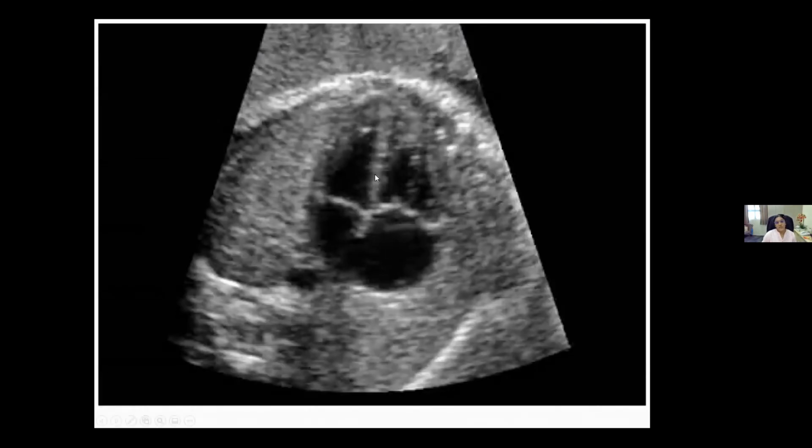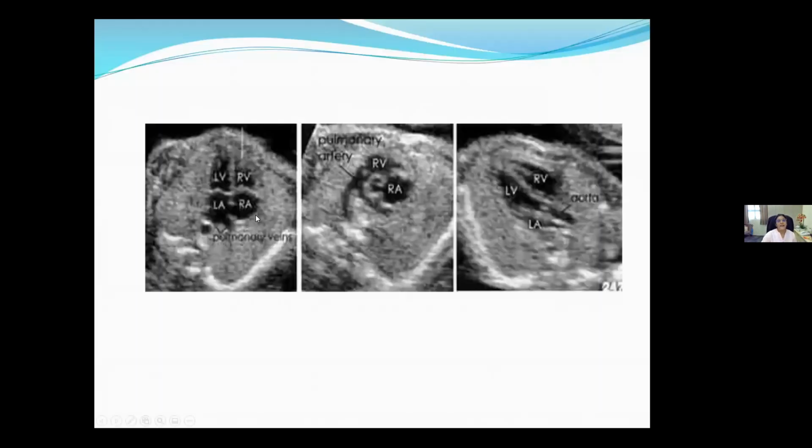This is actually a 4-chamber view of the heart. And these are all the outflow tracts. This is actually the right ventricular outflow tract, and this is the left ventricular outflow tract, and this is the apical view of a 4-chamber heart. So these are the images that you would like to see to show that it is a normal fetal heart.